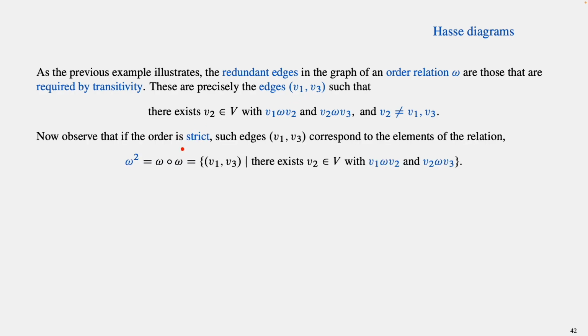Now if we assume for a moment that the order omega is a strict order, then we could ignore this constraint here. Then such edges here correspond precisely to the elements in the relation omega squared, which, as we recall, is just omega composed with itself, which by definition is the set of those pairs (v1, v3) such that there exists v2 with v1 omega v2 and v2 omega v3. So precisely this.